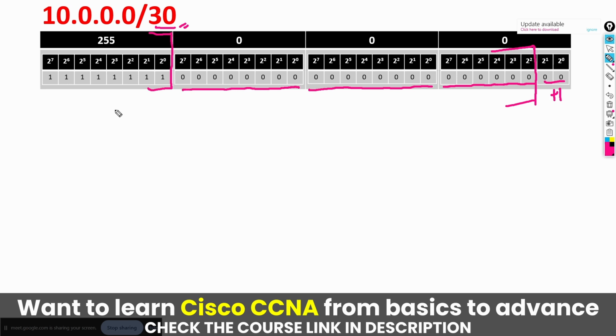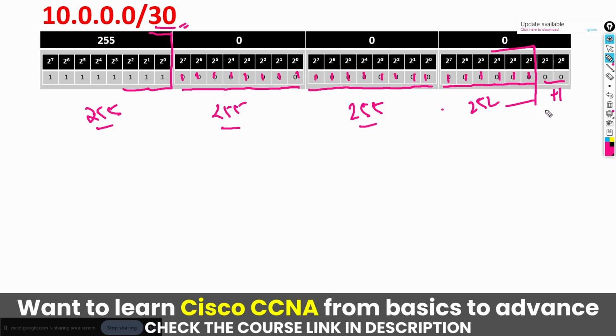Now tell me, what will be the subnet mask of this? 255.255.255.252. Good. Now why is it 255, 255? See, this looks like a class C subnet mask, right? But this is a class A IP address, but we are doing subnetting. So why is it 255? Because we have converted all the 0s to 1s. We are borrowing from the host, so all these 0s will become 1.